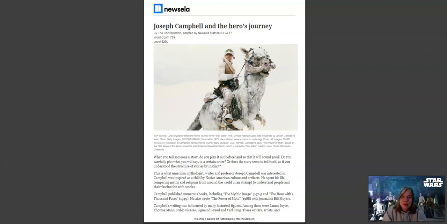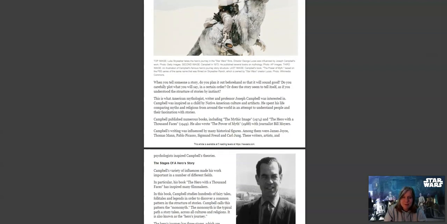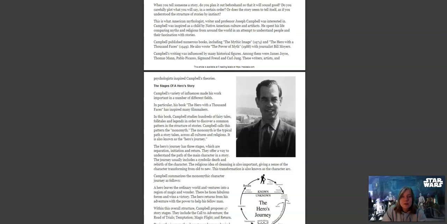This is Joseph Campbell and the Hero's Journey. When you tell someone a story, do you plan it out beforehand so that it will sound good? Do you carefully plot what you will say in a certain order? Or does the story seem to tell itself, as if you understood the structure of stories by instinct?